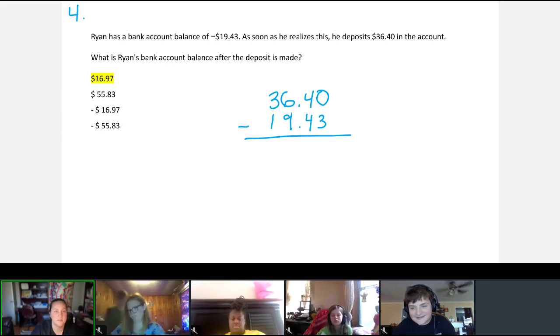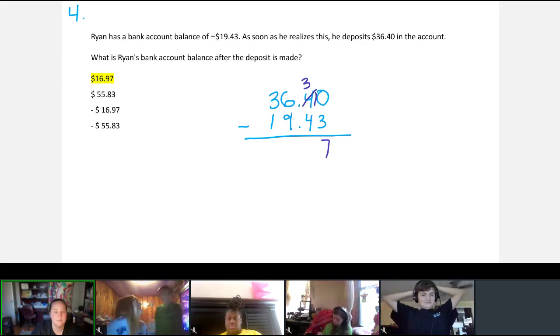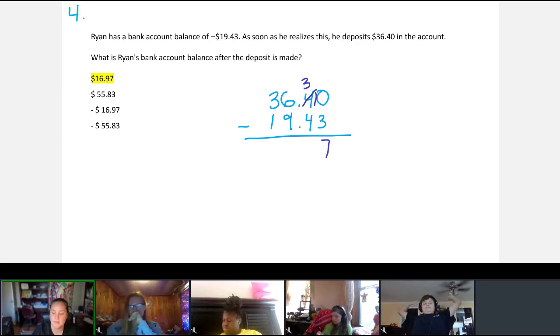So we cross out this 4. It becomes a 3. Give that 1 to the 0, making it a 10. 10 minus 3 is 7. And then again, if we have 3, we know we can't take 4 away from that. So we need to borrow again. 6 becomes a 5, giving the 1 to the 3, making it a 13. What's 13 minus 4?